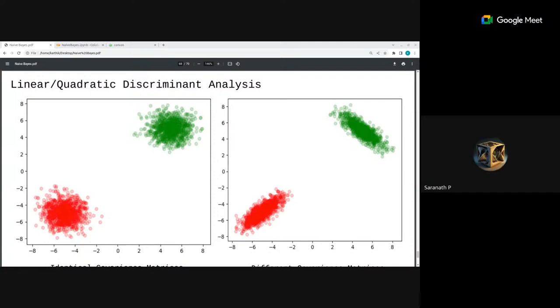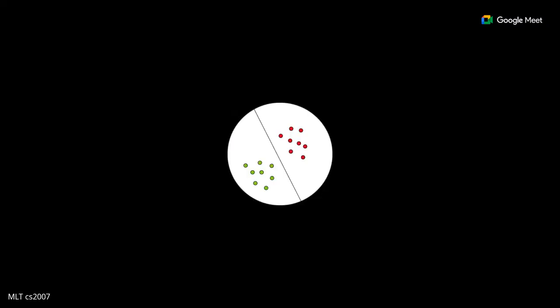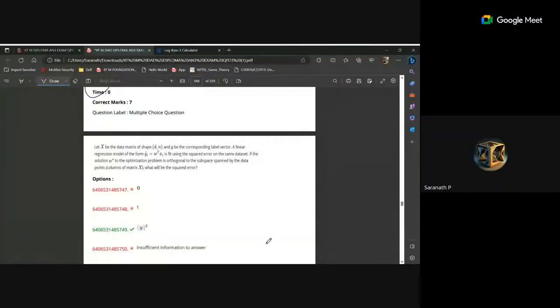And I have some doubts in one of the quiz 2 papers, even on linear regression and naive Bayes. Can I share my screen? Can you see my screen? Is it visible? Yes.